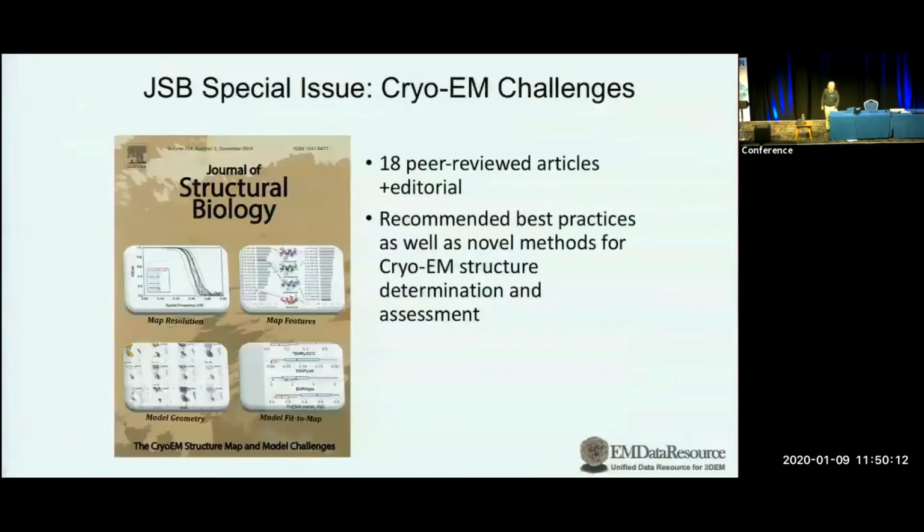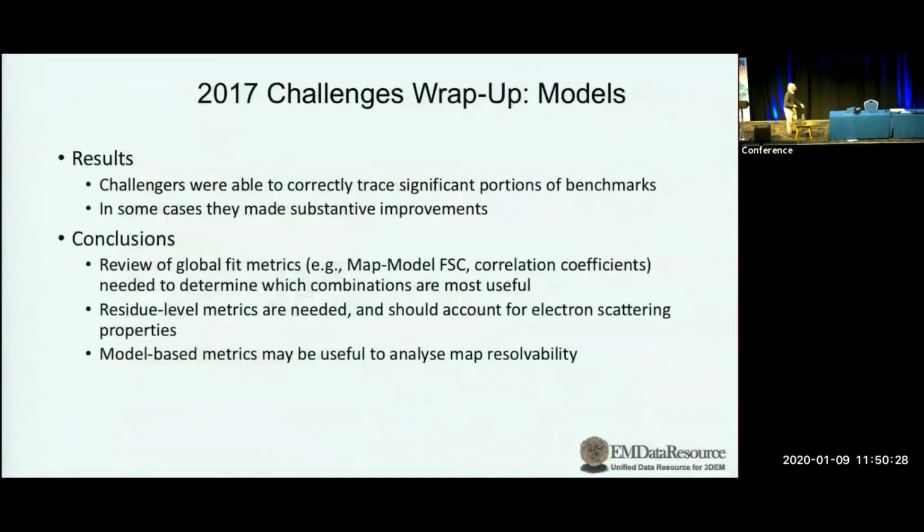There are 18 papers I recommend for those of you who want to engage in the details to see how different people did the image reconstruction, how different people did the modeling. So in a nutshell, it can be summarized as follows: in the challenge activity, the challengers were able to correlate and trace significant portions of the benchmarks. And in some cases, they made substantial improvement from what was published. That's progress. That's good news. And that's about the modeling.